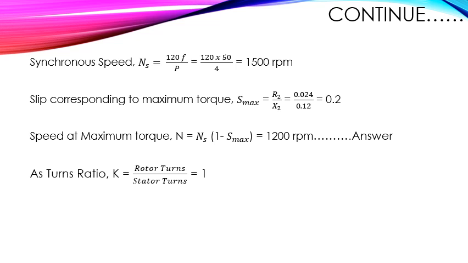As in the question it is given that the ratio of rotor turns to the stator turns is 1, using that we can calculate the rotor induced EMF E2 equals K E1. So it equals 1 multiplied by 415 by root 3. Stator EMF is given, that is 415, and it is the line voltage, so it gets converted into phase voltage, that is 415 by root 3. Turns ratio is 1. That's why the rotor induced EMF per phase is 240 volts.